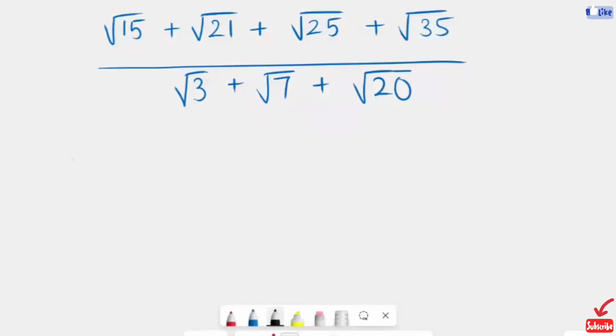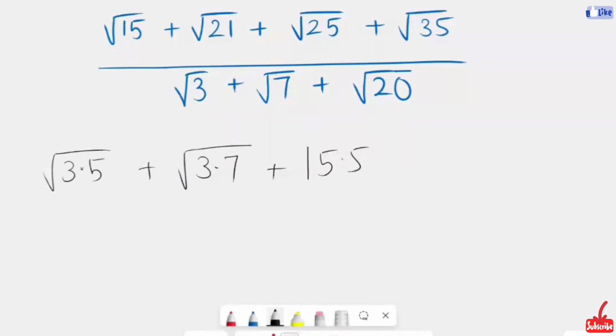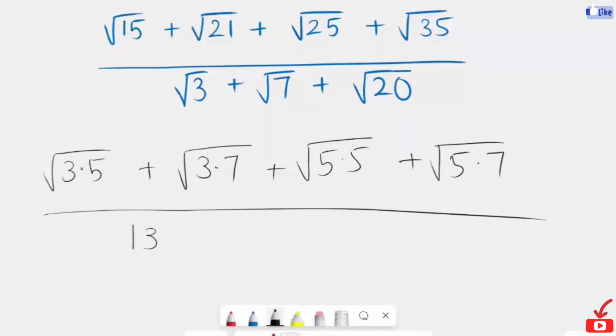In the first, I am going to write 3 times 5 for root 15 plus 3 times 7 gives us 21. Then 5 times 5 gives us 25 plus 5 times 7 gives us 35 over this. In the denominator, I am going to write the same, plus 3, plus this 20, I am going to write 4 times 5 gives us 20.